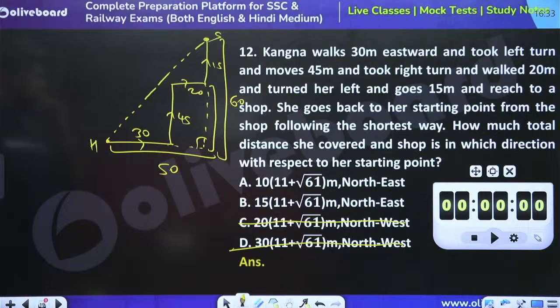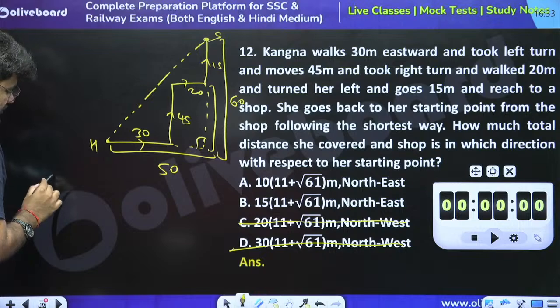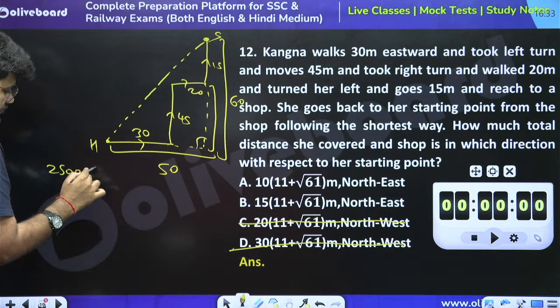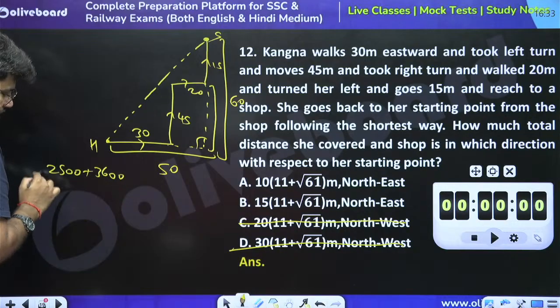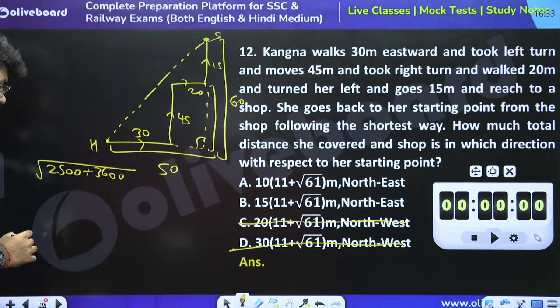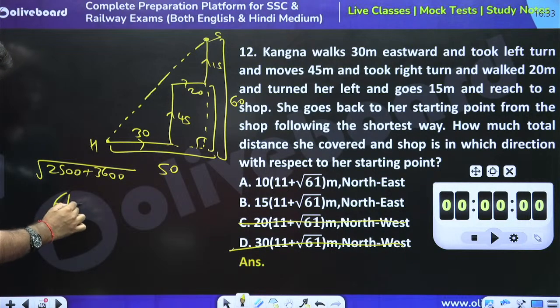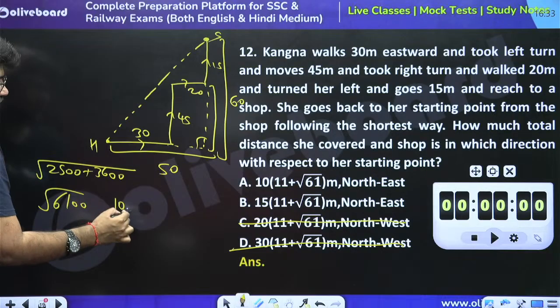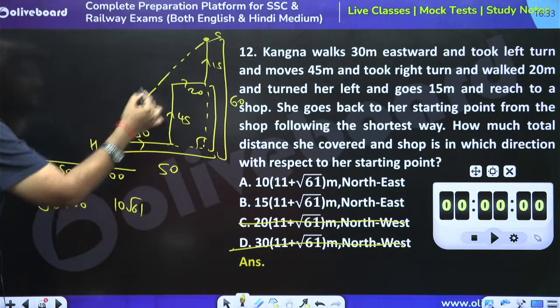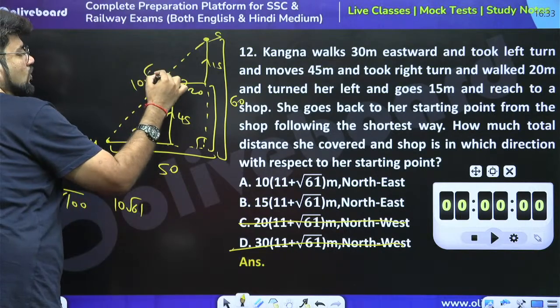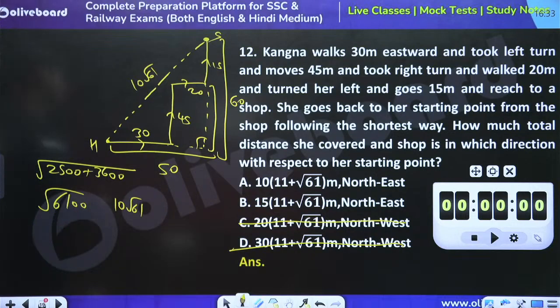Now apply Pythagoras theorem. So what will you get? So you will get 50 square plus 60 square, okay. So this is 6100. So this is 10 root 61. Now this distance is 10 root 61, but I didn't want to find this. I want to find the total, right?